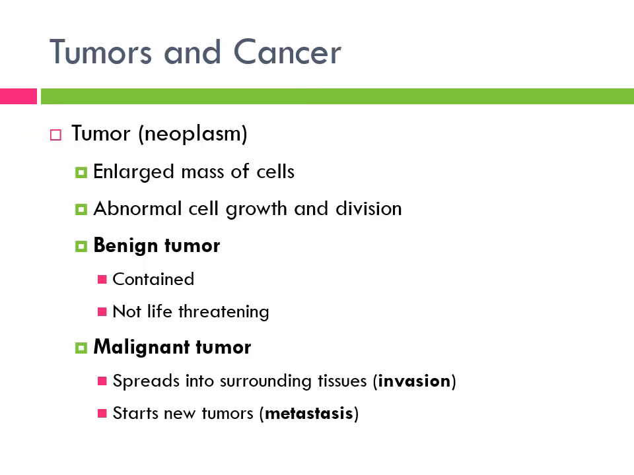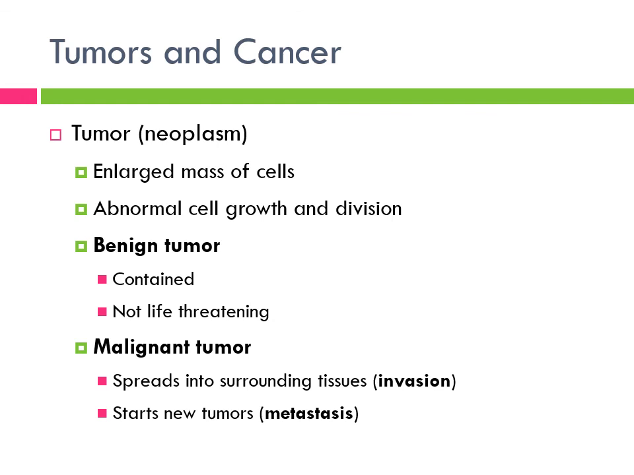A tumor, or neoplasm, is a cancerous mass of enlarged, alike cells that grow abnormally and divide. So they're going to grow very quickly and divide pretty rapidly. A benign tumor is a contained tumor that is not life-threatening. Benign tumors, if they grow large enough, depending on where they're located, may press on something and interrupt normal function and need to be removed, but they're not malignant.